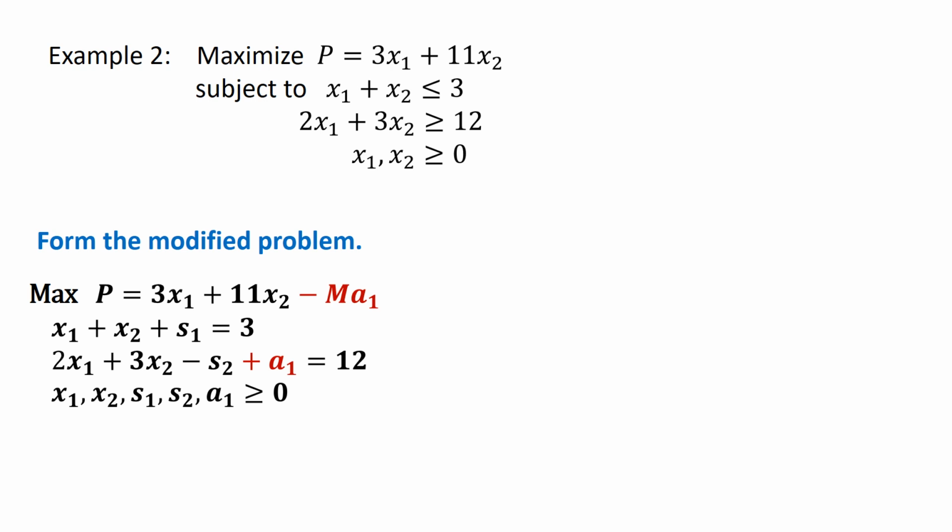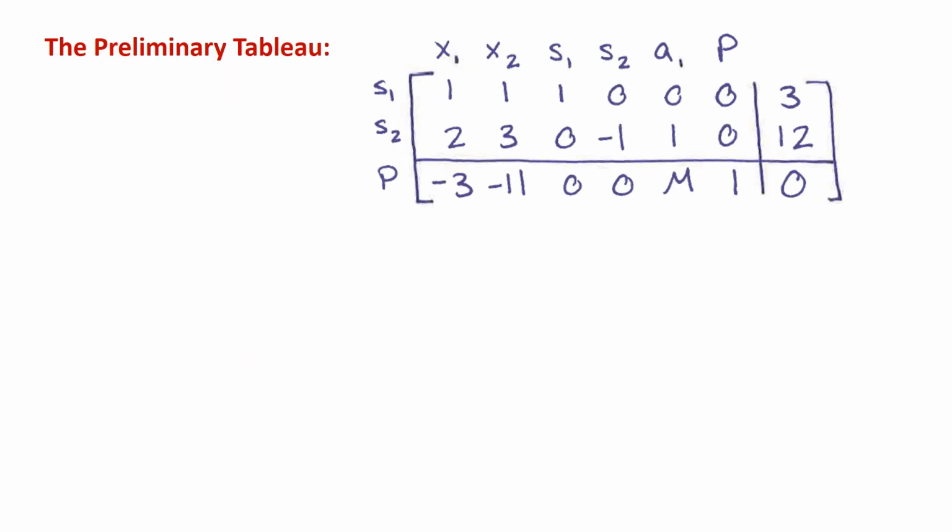So to get this ready to go into a matrix, I need to rewrite the objective function. I need it to be equal to 0, but I need my p to stay positive. So I move everything to the left. So I get negative 3x1 minus 11x2 plus m a1 plus p equals 0. And now I'm going to use this and the rest of the modified problem to form the preliminary tableau.